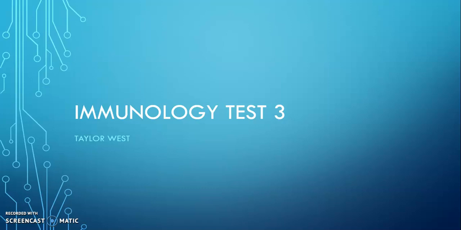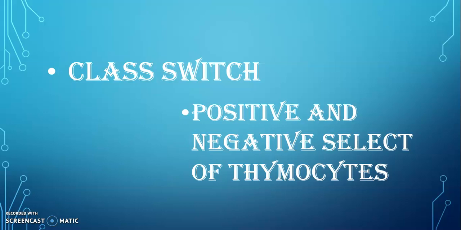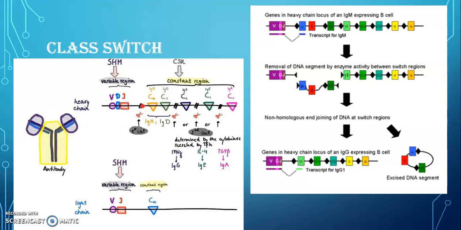Today I'm just going to be talking about class switch and positive and negative selection. First up, I'm going to talk about class switch. Class switch only affects the heavy chain, because only the heavy chain is what determines the antibody class.